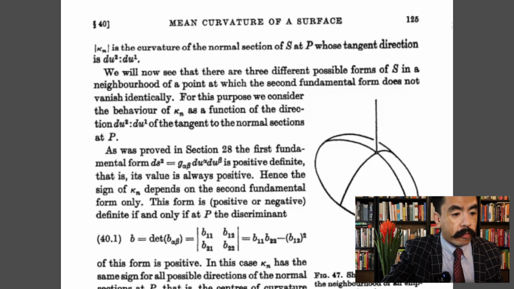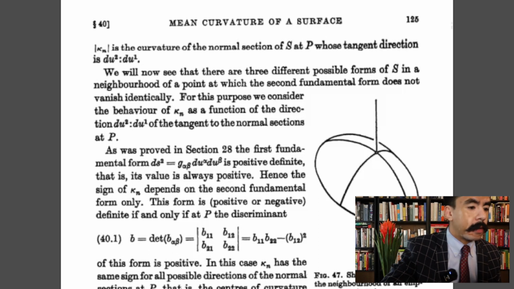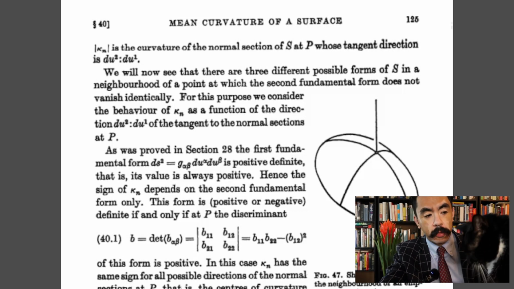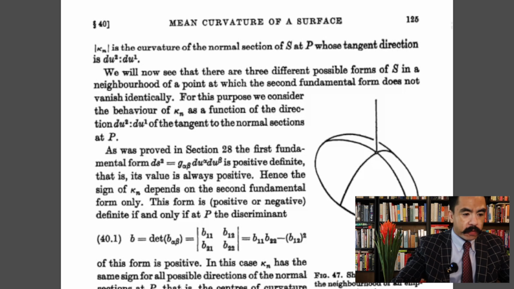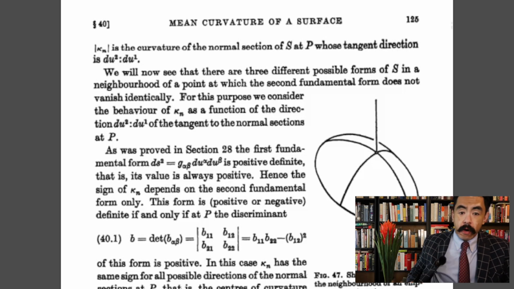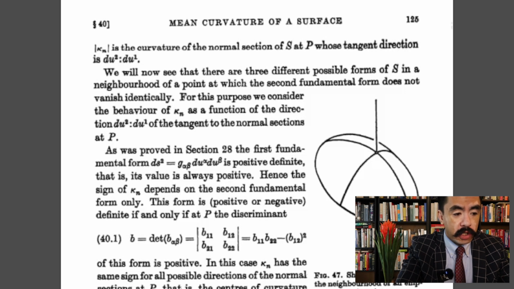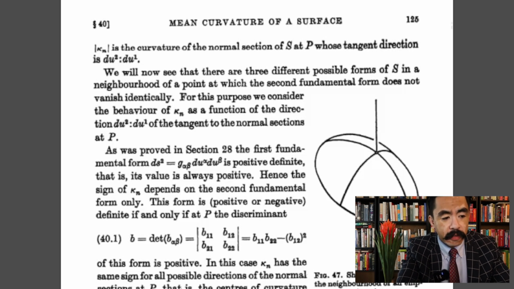We will now see that there are three different possible forms of S in a neighborhood of a point at which the second fundamental form does not vanish identically. For this purpose, we consider the behavior of κ_n as a function of the direction du2 to du1 of the tangent to the normal sections at P. As was proved in section 28, on properties of the first fundamental form, the first fundamental form ds² equal to g_αβ du^α du^β is positive definite, that is, its value is always positive. Hence, the sign of κ_n depends on the second fundamental form only.